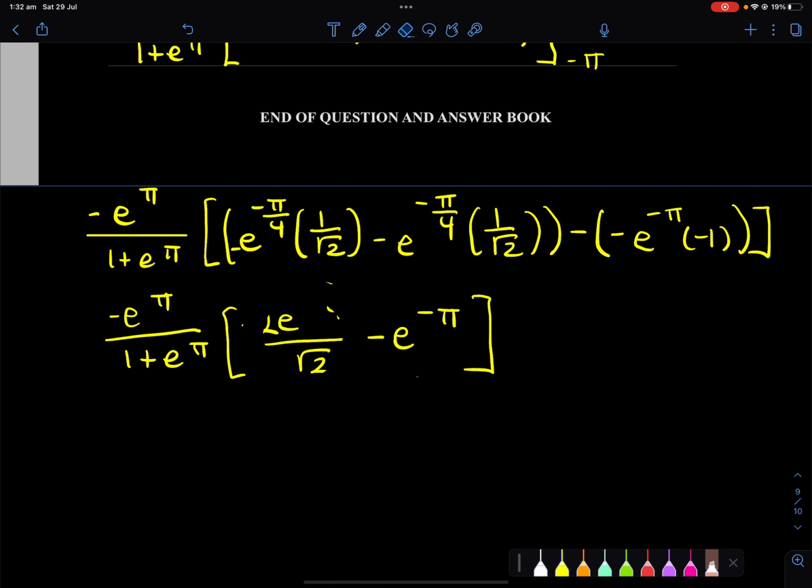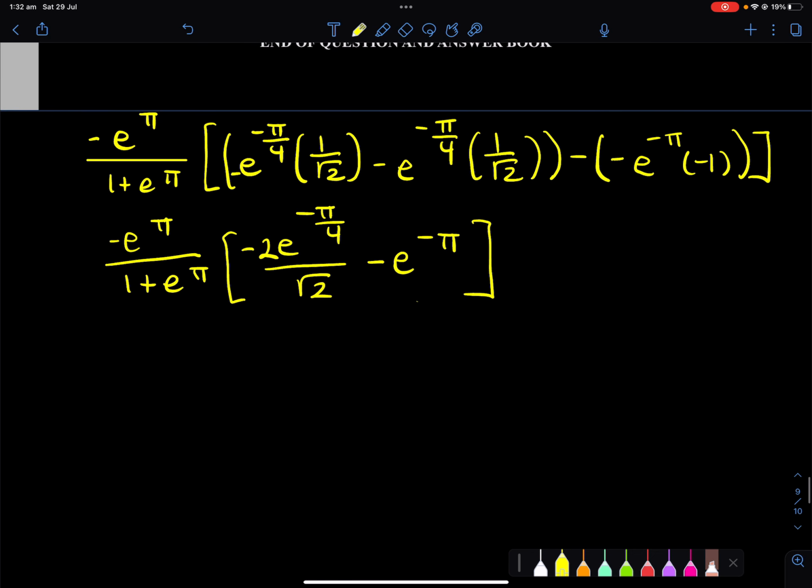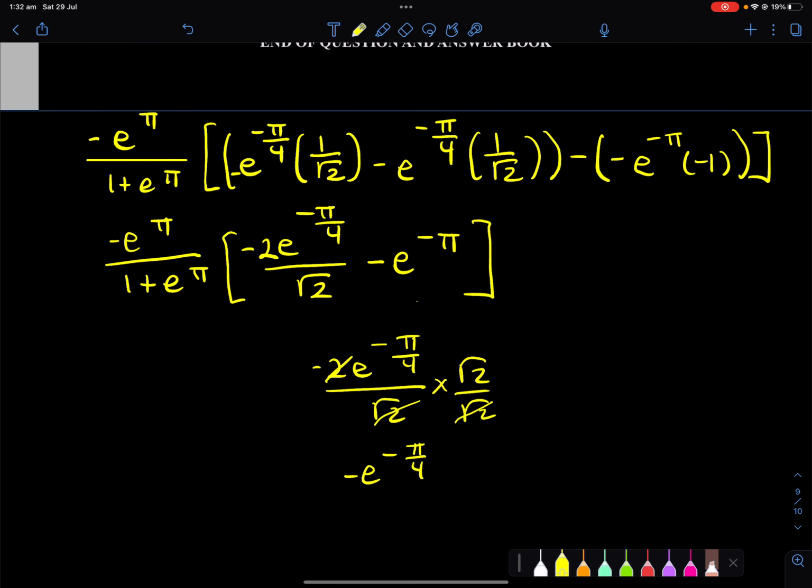With this, I can simplify this much more because there's a square root in the denominator. So I can say over 2 root 2. If I multiply both sides by root 2, this will become 2, so these will cancel out. It'll be negative root 2 e^(negative pi over 4). So this over here can be simplified as negative root 2 e^(negative pi over 4).